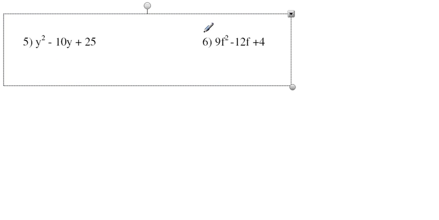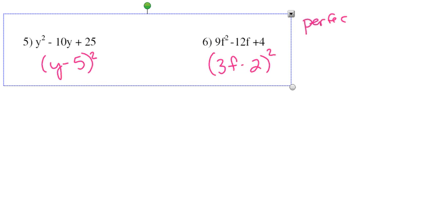All right, I'd like you to try these two also. So hit pause and come back when you've got some answers. So this one should have factored into y minus 5 squared. That didn't have a leading coefficient, so that should not have been that difficult. And this one should have factored into 3f minus 2 squared. Both of these are perfect square trinomials.